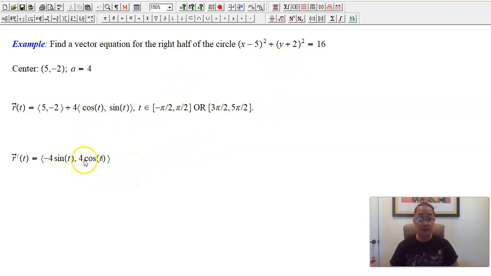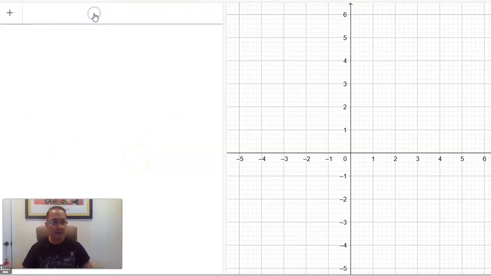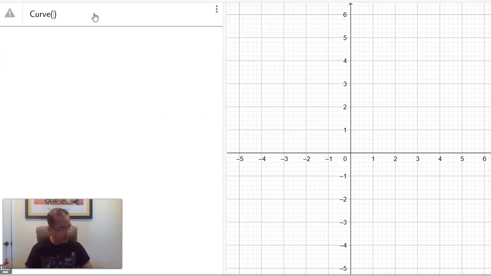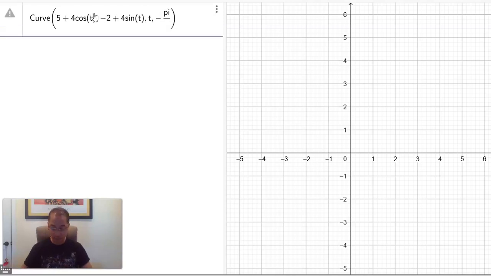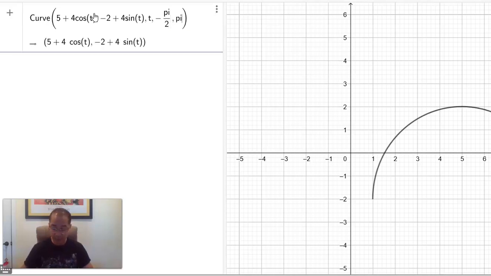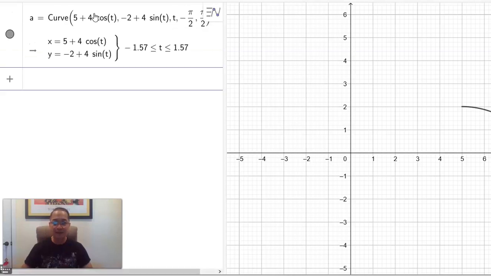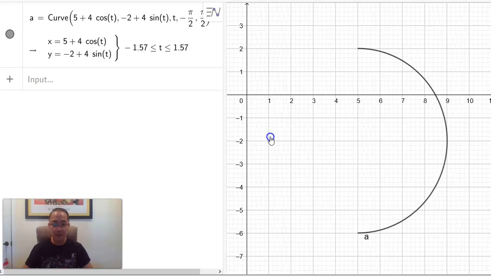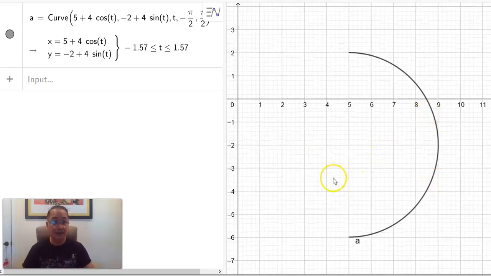All right, so let's go to GeoGebra and plot this circle and draw a couple of tangent vectors. We remember curve, and we have 5 plus 4 cosine of t, and -2 plus 4 sine of t. t is going from, how about, -pi/2 to positive pi/2. Aha! So there it is. There is our half circle.